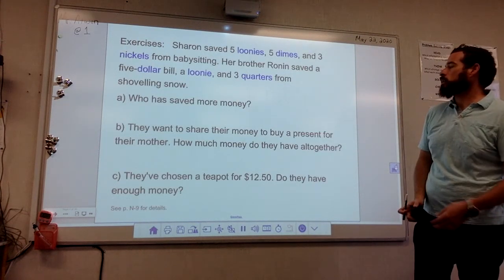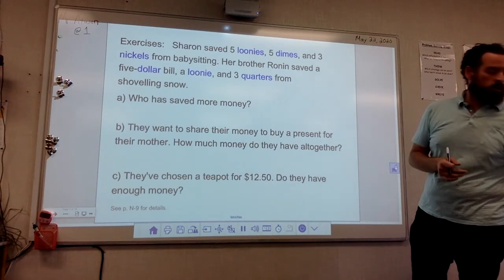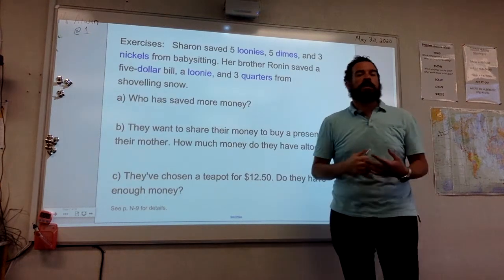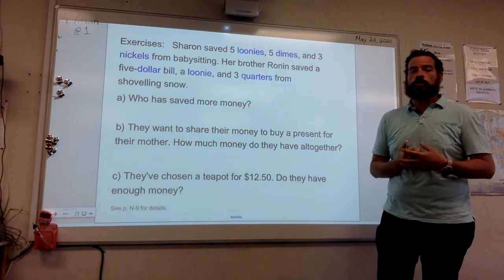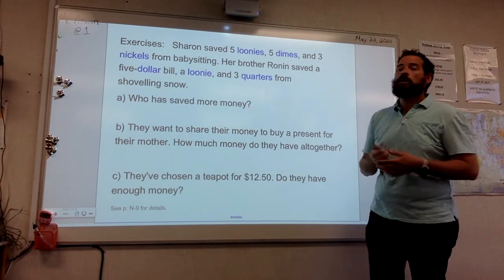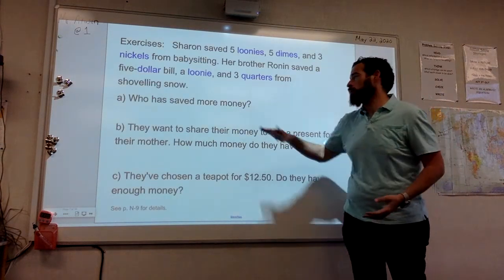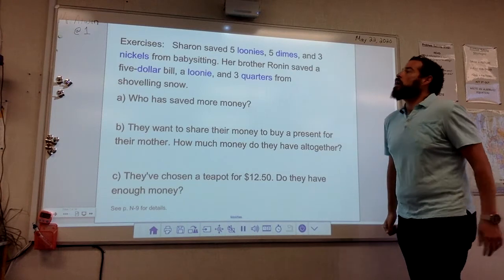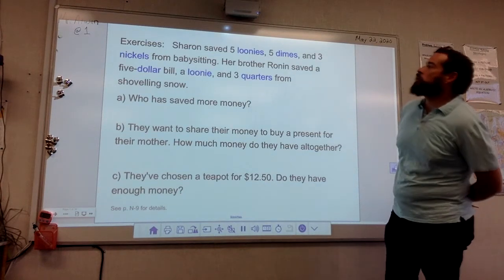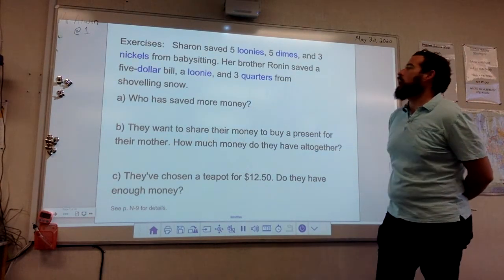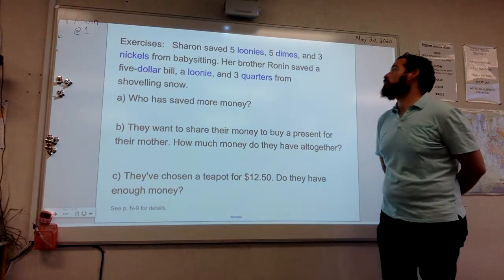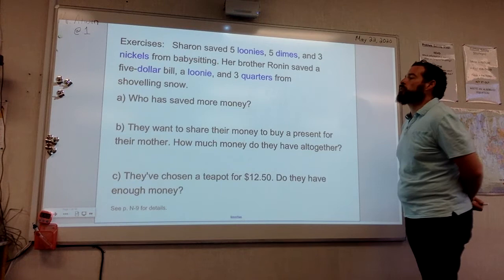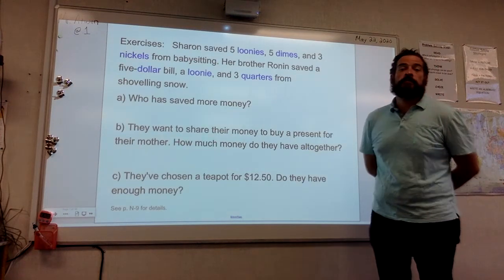All right. Let's take a look at this word problem. Now this, as you will see on your worksheet for today or for next week, you will have some multi-step word problems where it's going to ask you a few different questions, so I wanted to go over one of these. So I'll read this for you. Sharon saved 5 loonies, 5 dimes, and 3 nickels from babysitting. Her brother Ronan saved a $5 bill, a loonie, and 3 quarters from shoveling snow. Who has saved more money?